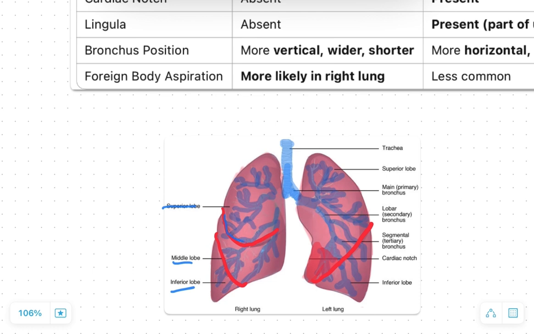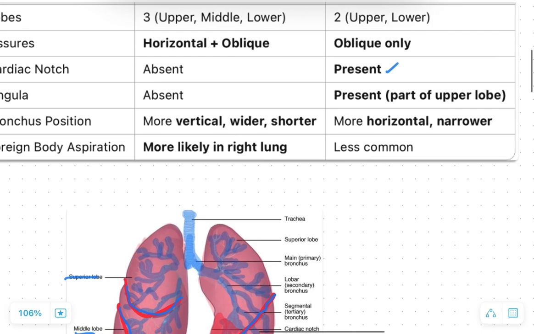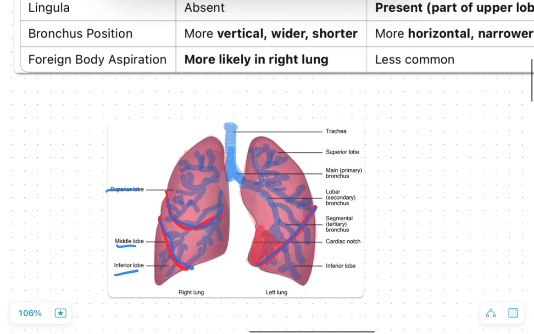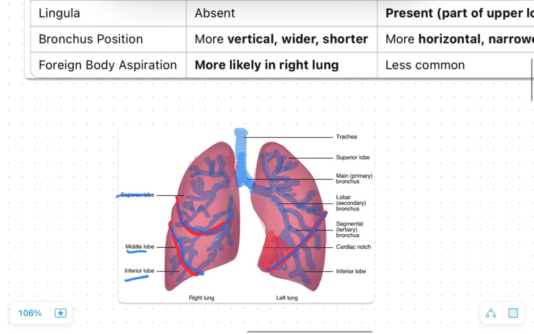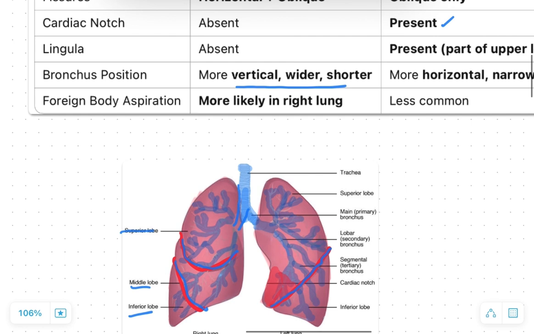The right lung has a horizontal fissure and an oblique fissure, but the left lung only has an oblique fissure. In the left lung there is an additional feature, the cardiac notch, and also the lingula, which is a part of the upper lobe just below the cardiac notch. The bronchus in the right lung is more vertical, wider and shorter. As we can see, it is more vertical, wider and shorter, but in the left lung it is more horizontal and narrow.